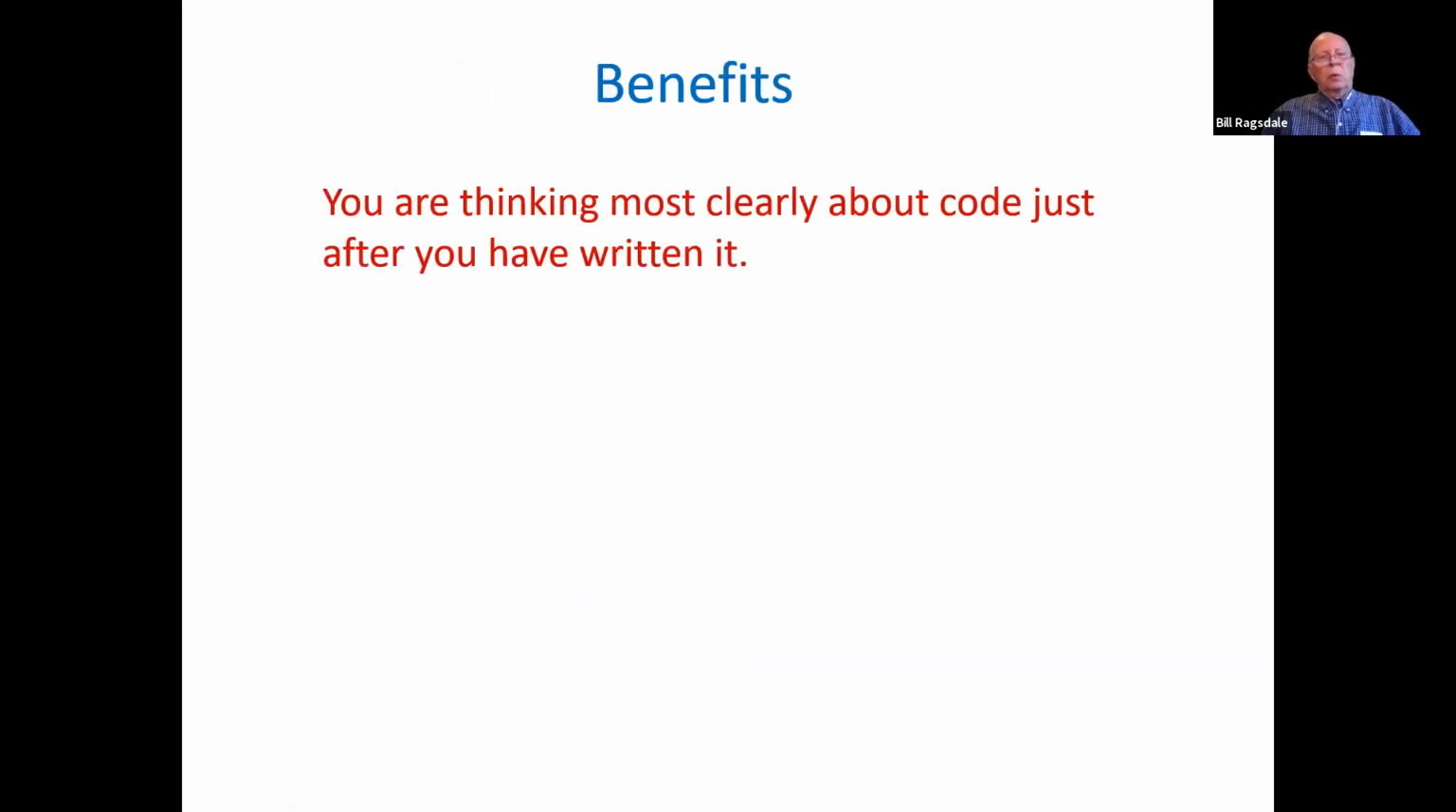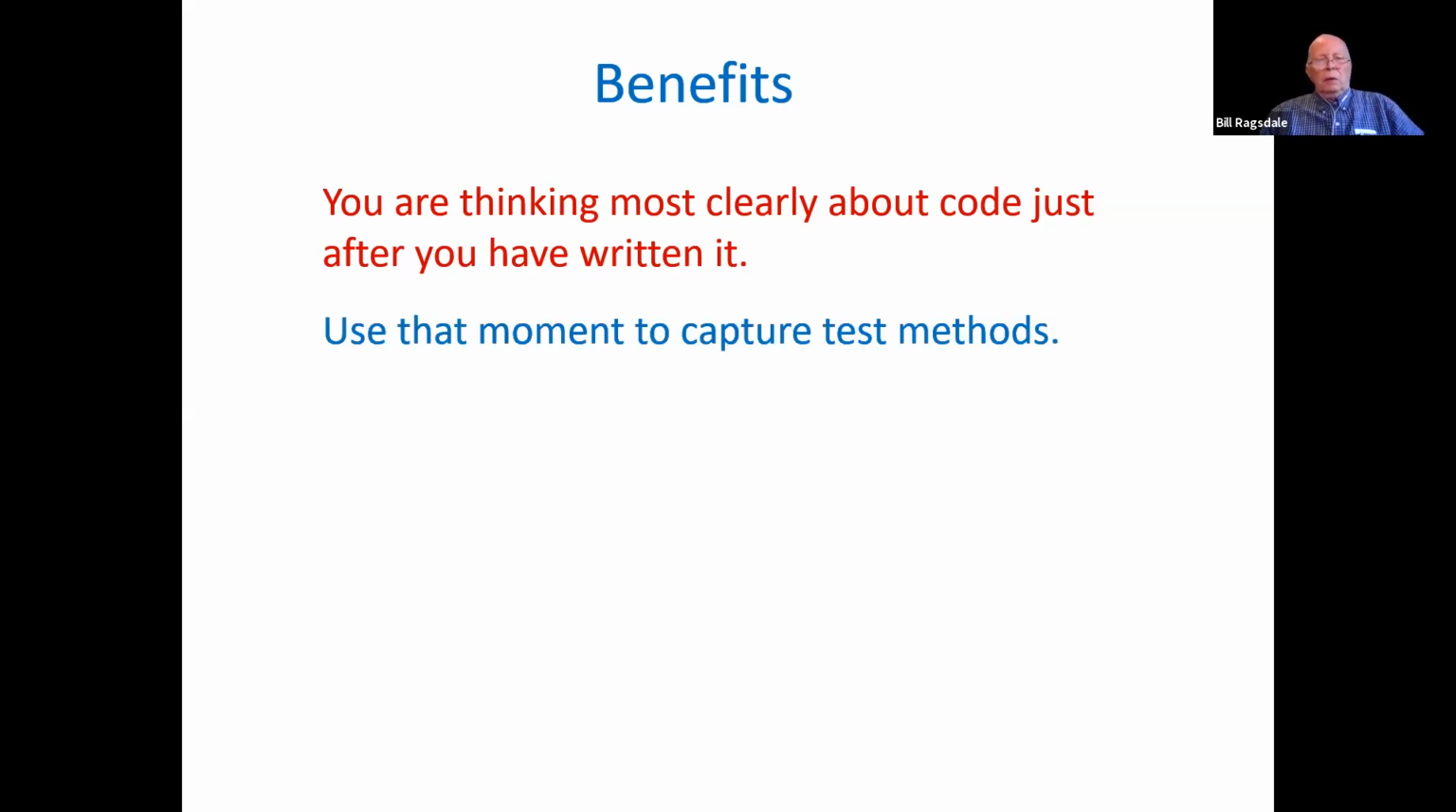So why are we doing this? Well, the first is that you're thinking most clearly about the code just as you have written it. And very often I write the test sequence before the code, so that becomes an objective in the structure of the code, to match the test sequence. So while you're writing the code, think about writing the test methods before or after.